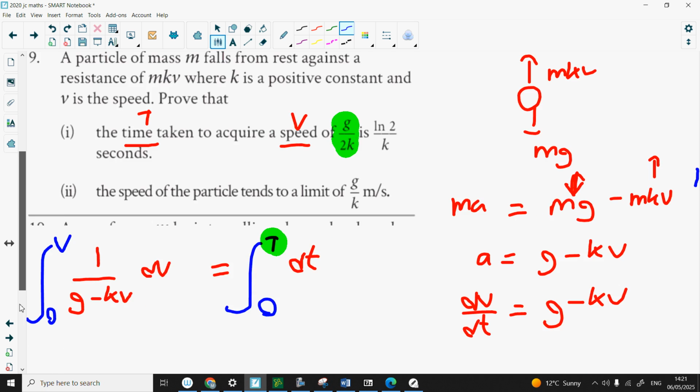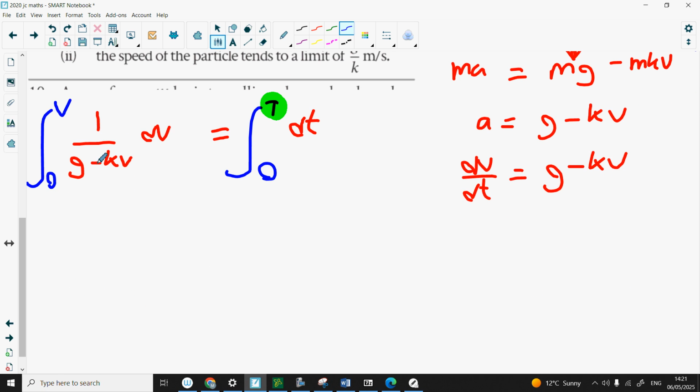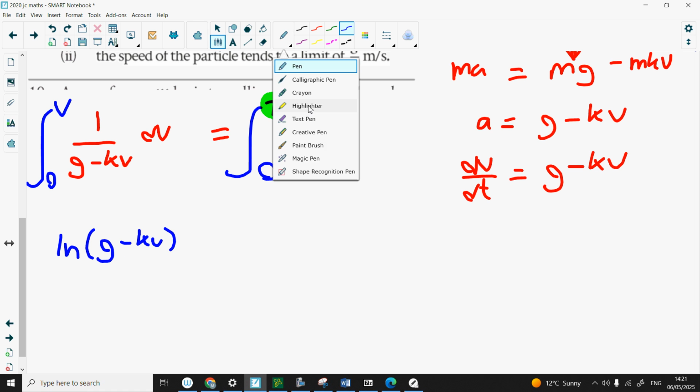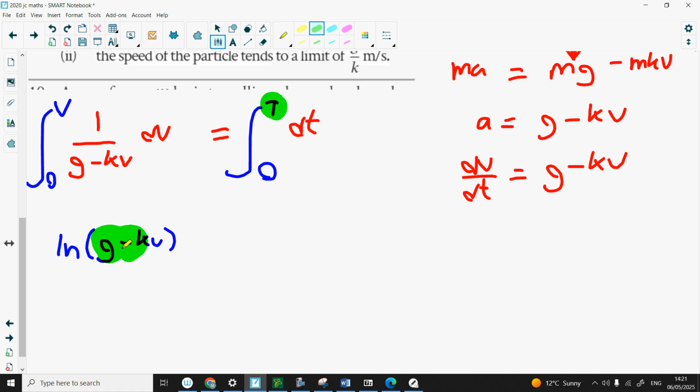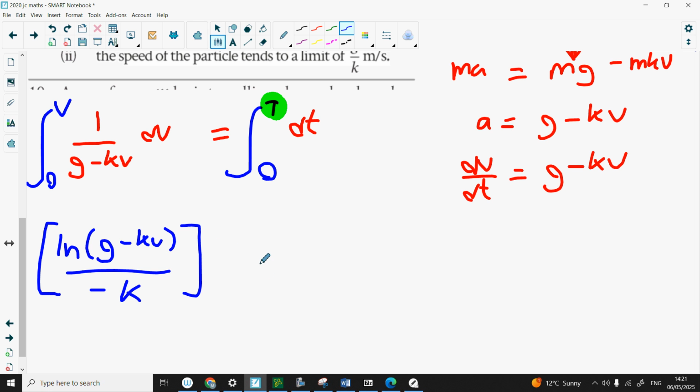Now, how do I put this in? It's a log, guys. It's a linear on the bottom. So what do we reckon? ln of g minus kv, yeah? And now we're going to have to differentiate this with respect to v. So what do we think? Minus k on the bottom. Is that right? Now, and then on the other side?